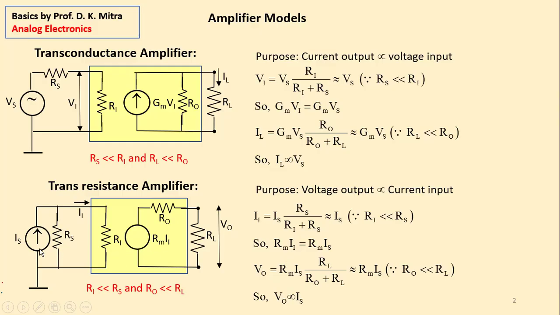So this is a current to voltage converter. This is a voltage to current converter. Earlier two were voltage to voltage converter, but we call it voltage amplifier, and current to current converter, but we call it current amplifier. These are the four various amplifier models. Okay.